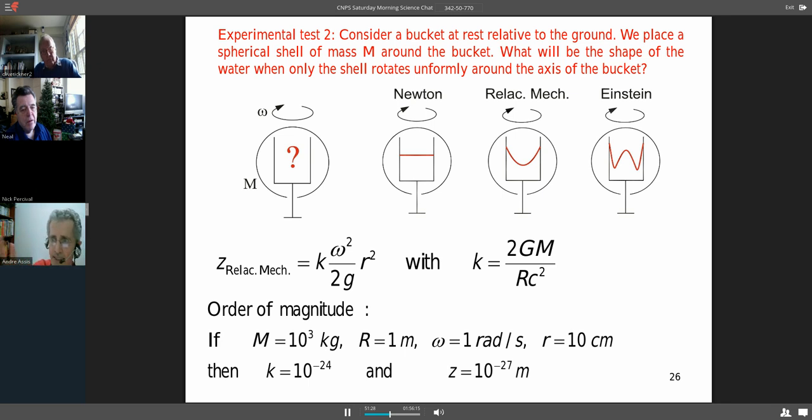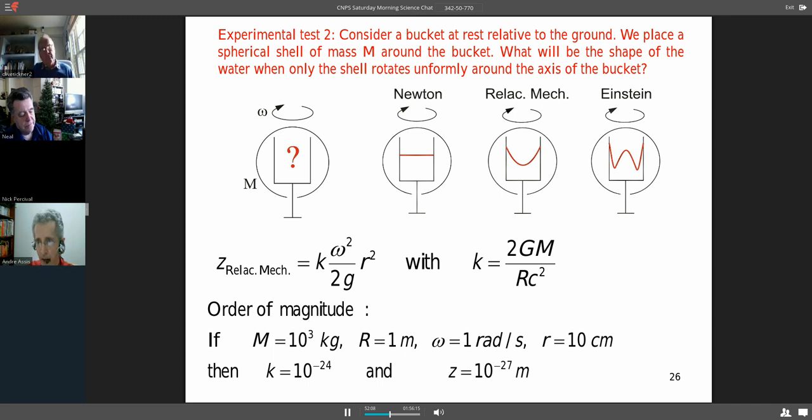But in Einstein's theory, there is also an axial force along the axis of rotation. So the water will not be parabolic. It will have this strange shape, which I draw here. And according to relational mechanics, the water, even at rest relative to the ground, if I rotate only the glass shell around it, the water will be a little concave, a little parabolic. How much? It will be the parabolic equation times a dimensionless constant k.